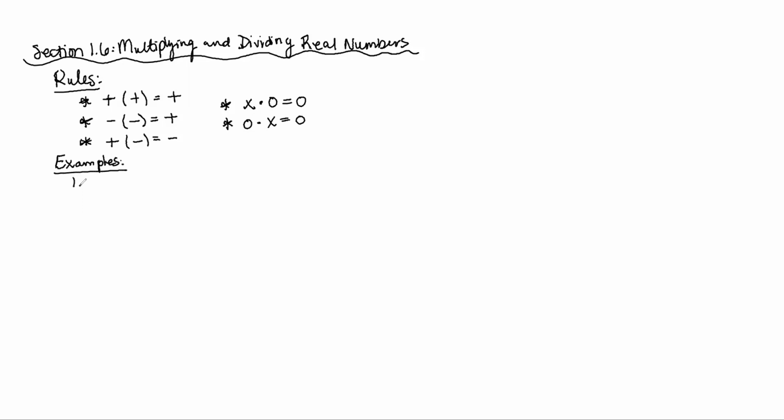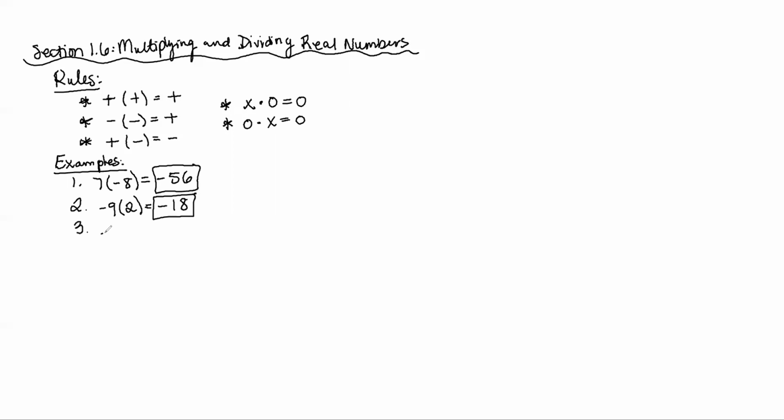Number 1 here, we have 7 times negative 8. Positive times a negative, we get a negative, so negative 56. Number 2, negative 9 times 2. Negative times a positive, we get a negative 18. These are going to be really fast. It just might be the multiplication that takes a little bit longer.